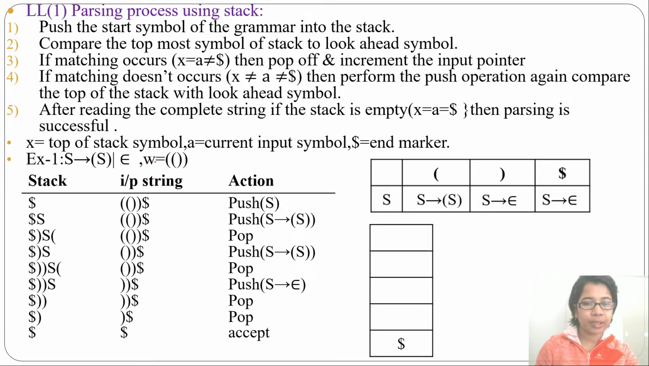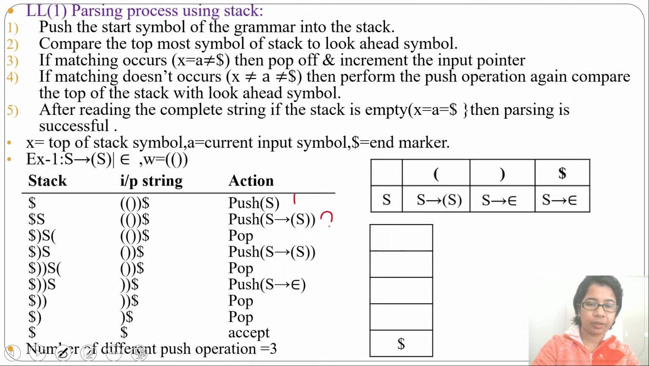And here one question can be asked: number of push operations. If it is asking the number of push operations, then it will be 4. If it is asking the number of different push operations, it will be 3. This will be 1, this will be 2, this will be 3. These two are the same push operation. So the number of different push operations will be 3. In this grammar there was epsilon, so we got 3 different push operations. If there is no epsilon, then the number of push operations will be the length of this string. Here the length of the string is 4, so the number of push operations will be 4 if there is no epsilon.